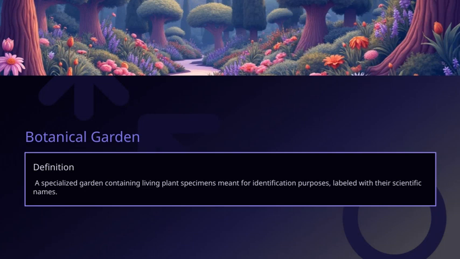A specialized garden containing living plant specimens meant for identification purposes, labeled with their scientific names. So, what we're talking about here is a botanical garden that's really focused on education and research. These gardens are carefully curated to include specific plants that help scientists, students, and enthusiasts identify and learn about different species.